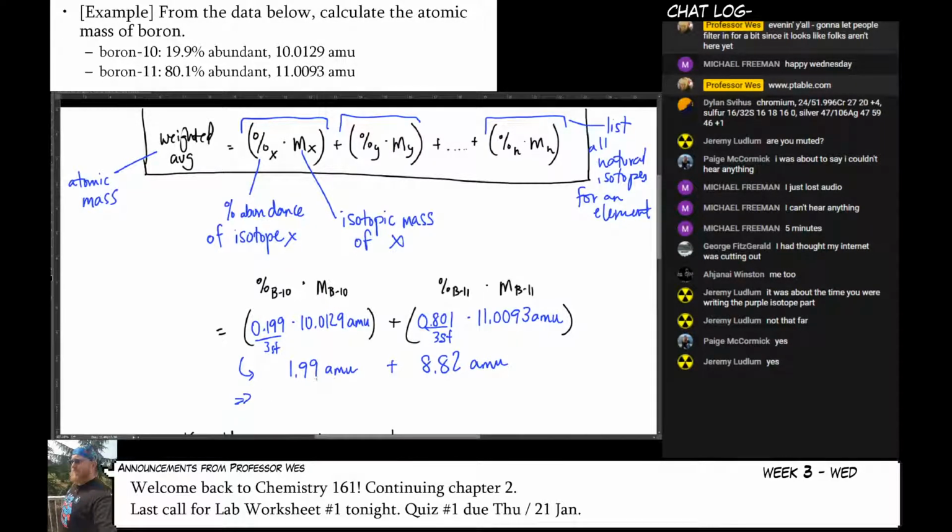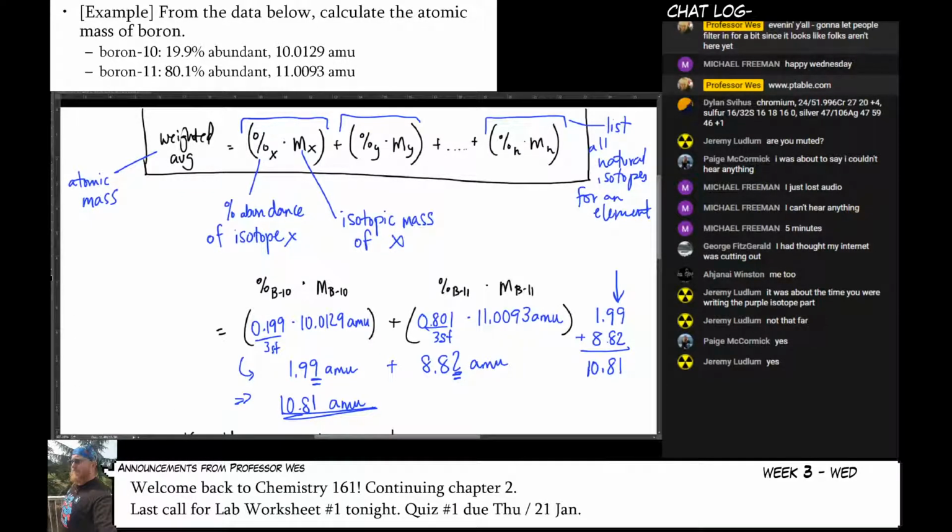Now I'm going to do my addition. Both of these go to the hundredths place. So when I add these vertically, I get to keep this spot, so I'm going to keep all the digits that come out of the calculator when I put them in the calculator. And I get 10.81. So that's the number I would report on the periodic table.